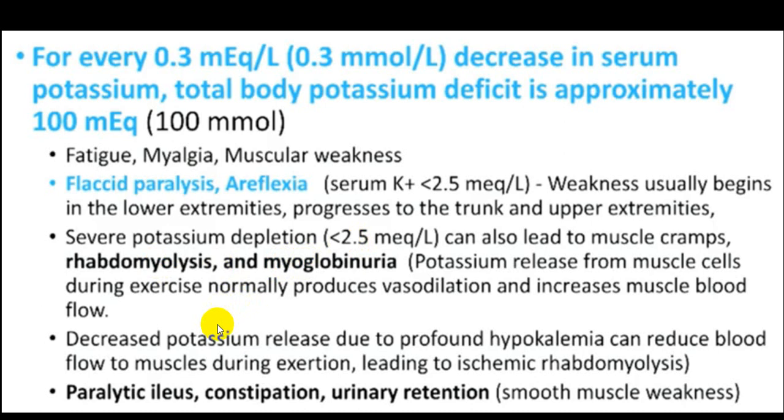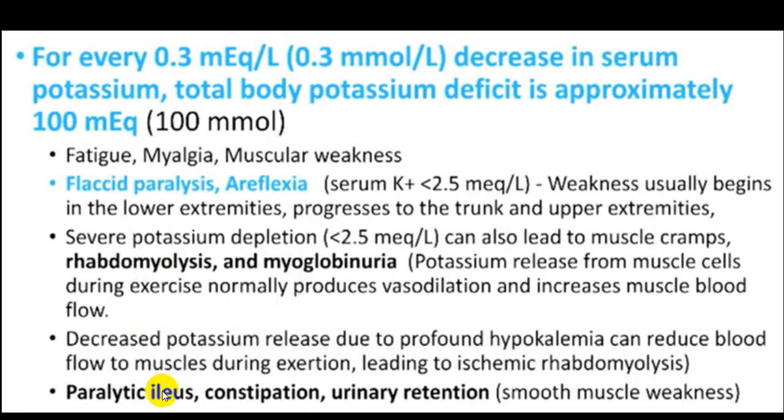Decreased potassium release due to profound hypokalemia can reduce blood flow to muscles during exercise, leading to ischemic rhabdomyolysis. And following a rhabdomyolysis, potassium is moved outside, which can produce a false normal potassium level.